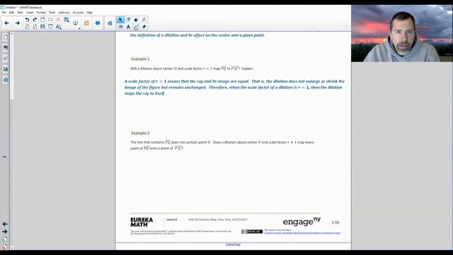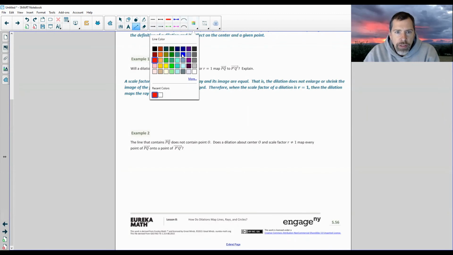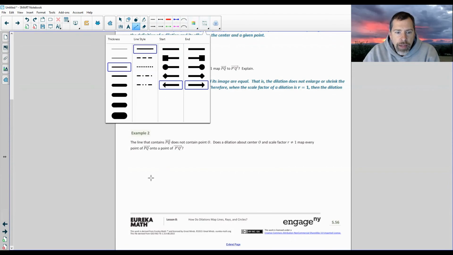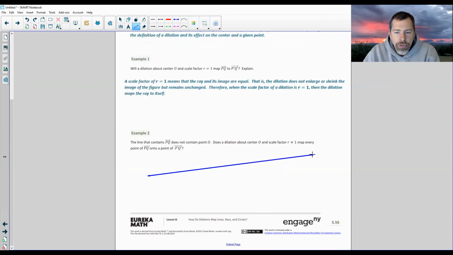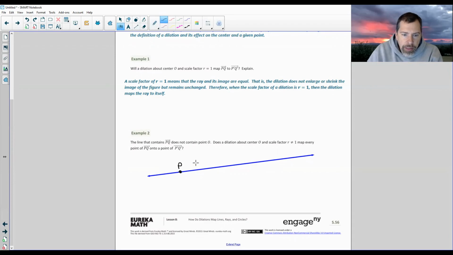Okay, so what are they talking about here? So let me draw a picture. Remember, a line goes to infinity in both directions. So say we have this line right here, and it contains the ray PQ. So if I put a dot right here and call it P, and put a dot here and call it Q, ray PQ would be a ray that starts right here and goes in this direction, and it would not include, so let me show you what I mean by this.